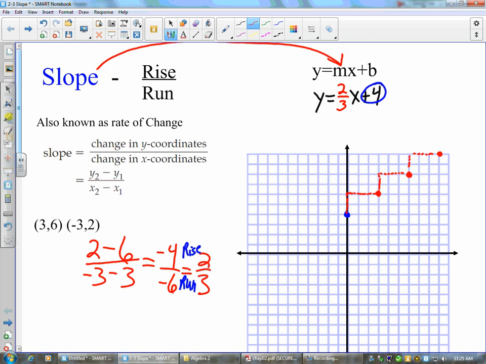In fact, if we want to, this 2/3 even equals the same thing as a minus 2 over a minus 3. So if we wanted to use this, we could go down 2 and backwards 3, and that point will also be on the line. Down 2, backwards 3. And so I can graph a line connecting all of those points.